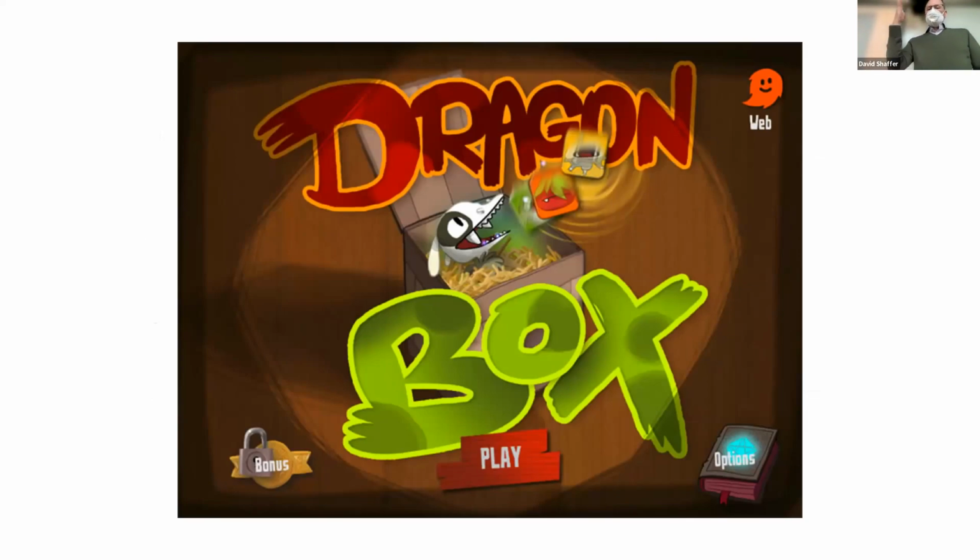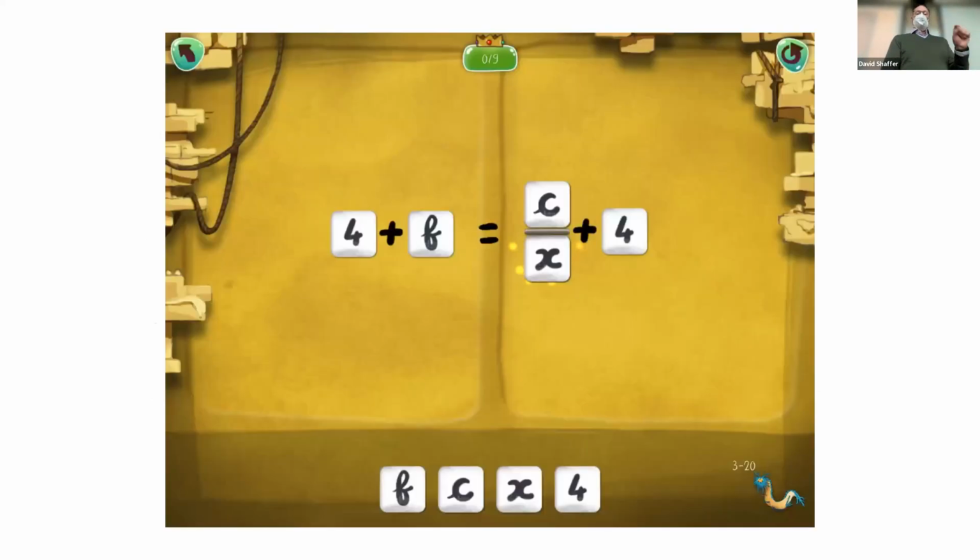So this is a study that was done a few years ago about Dragon Box, which is an educational game. For those of you not familiar with Dragon Box, you have the tiles that make up an equation. You can take a tile, and when you drag it across the equal sign, it changes its sign and then cancels out what's on the other side. It's obviously a little more sophisticated than that.